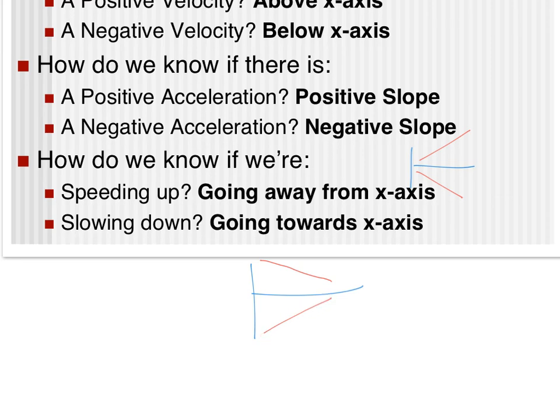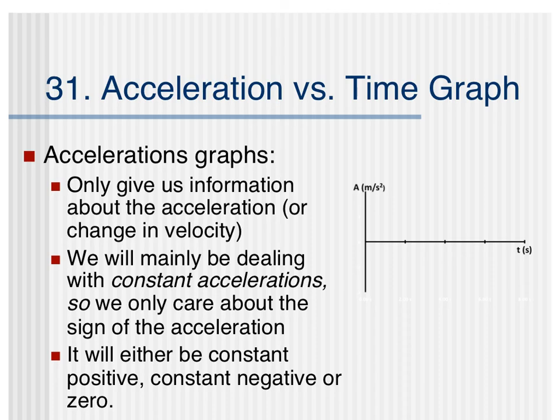Okay, lastly, we have acceleration versus time graphs. And we're not going to go into depth too much about this. You may every once in a while see an acceleration versus time graph, but it's going to be few and far between, because we mainly are going to deal with constant accelerations. So that means there's really only three possible graphs. We either have constant positive, which would look like that, constant negative acceleration, which would look like that, or zero acceleration, which would just be riding that axis.